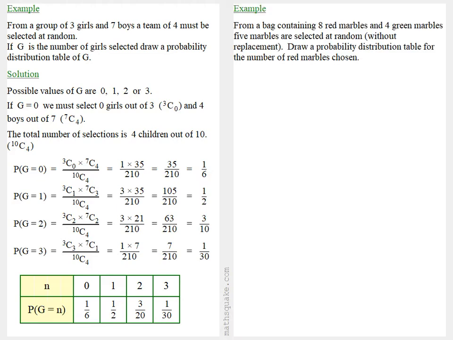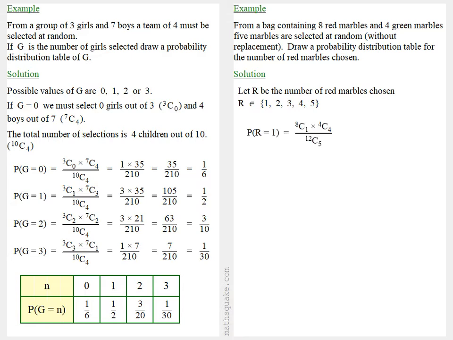Let's have a look at a similar example. From a bag containing 8 red marbles and 4 green marbles, 5 marbles are selected at random without replacement. Draw a probability distribution table for the number of red marbles chosen. Well, if R is the number of red marbles, then R can take a value from 1 to 5. It can't take the value 0 because there's only 4 green marbles, and therefore at least one of the marbles must be red.